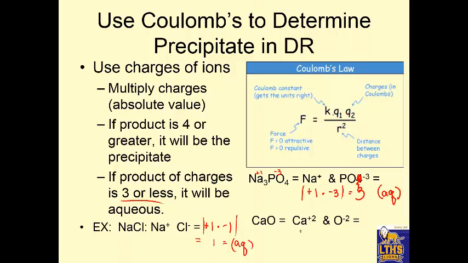All right, here we go. We have Ca, which is a +2, and oxygen, which is a -2. We multiply them together, and we get a total of 4, because it's absolute value. 4, what does 4 mean? If the product is 4 or greater, CaO will be a precipitate, or a solid. That means the same thing.